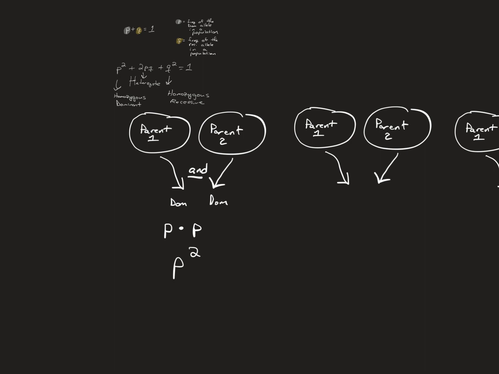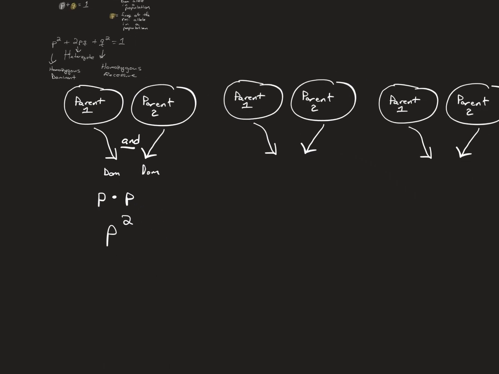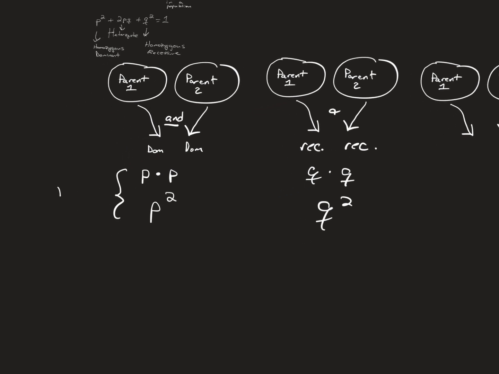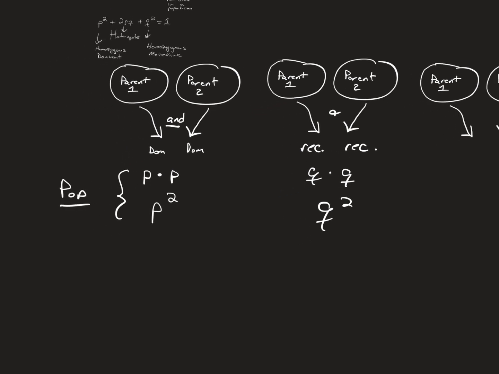Because to get a homozygous dominant, those are the odds of getting one parent to give you a dominant and another parent to give you a dominant. Does that make sense? And that's going to be the same thing for the recessive and recessive. That would be Q times Q, and that would be Q squared. Again, this is about populations, though, not about individual matings. So I just want to make sure I emphasize that.